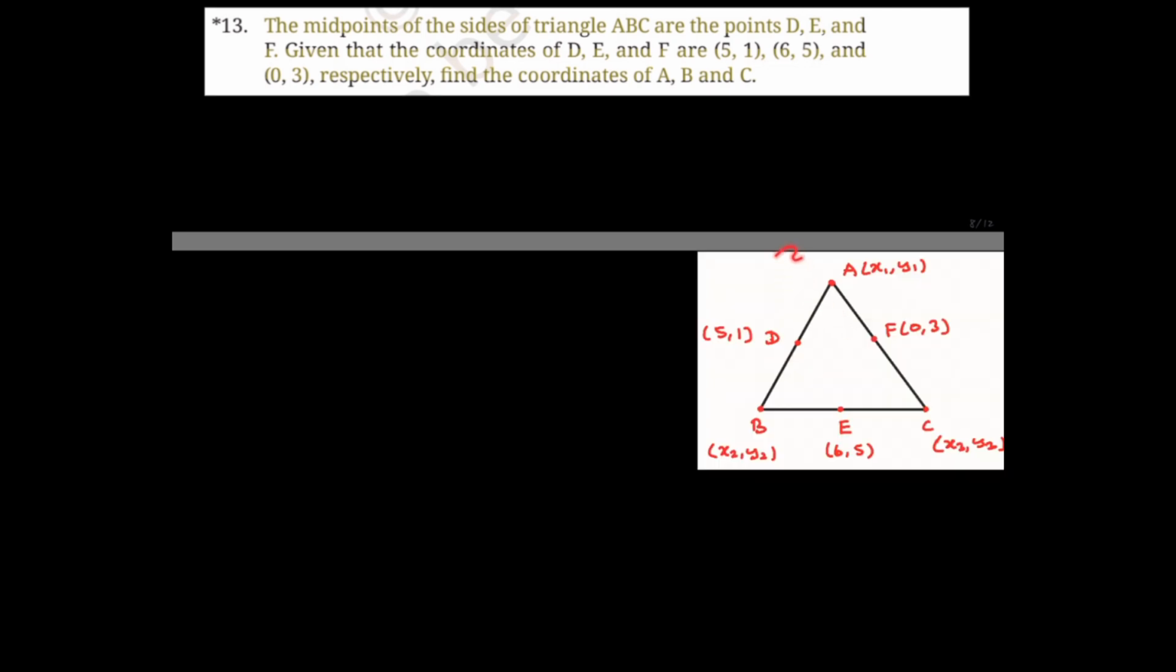Next, problem number 13. The midpoints of the sides of the triangle ABC are the points D, E, F. Given that the coordinates of D, E, F are given, find the coordinates of ABC. This is the diagram of the given question. ABC is a triangle. D is the midpoint of AB, E is the midpoint of BC, and F is the midpoint of AC. And we mark the coordinates also. Now, the question is to find the coordinates of ABC.